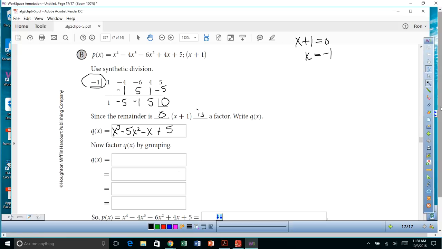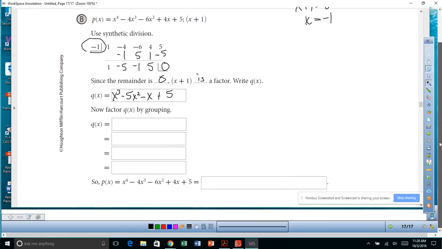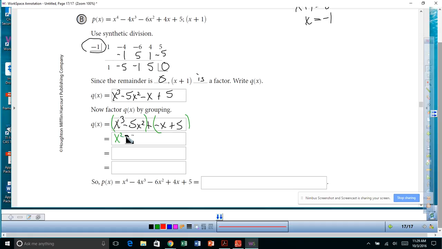Now we can factor by grouping. What we're going to do is group the first two and then group the back two. So we've got x cubed minus 5x squared, and I'm going to be plus negative x plus 5. Let's group them. What can we take out of here? We can take an x squared. What does that leave us with? That leaves us with x minus 5.